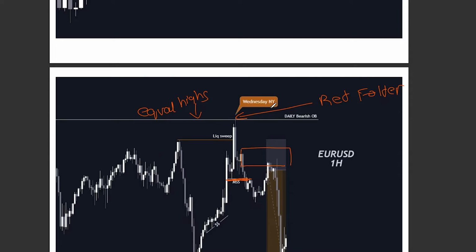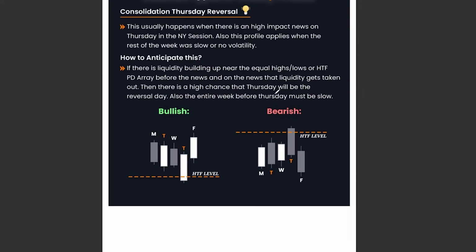So I've also attached the Wednesday low of the week example in the PDF attached below. You can download it. I'm not explaining it here. It is pretty similar. I just want to keep the video short and sweet. Now let's move on to a third type of example, that is consolidation Thursday reversal.